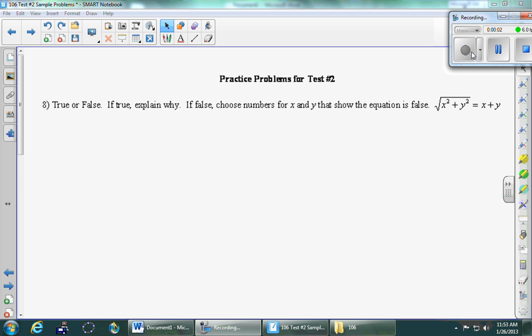This is problem number 8 on the practice problems for test number 2. True or false? If true, explain why. If false, choose numbers for x and y that show that the equation is false. Square root of x squared plus y squared equals x plus y.